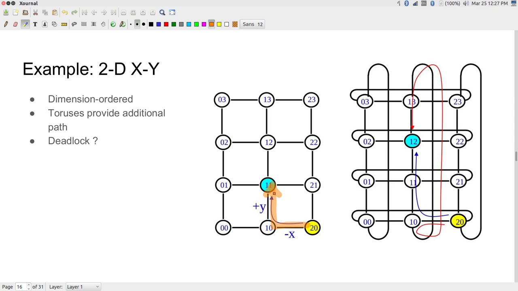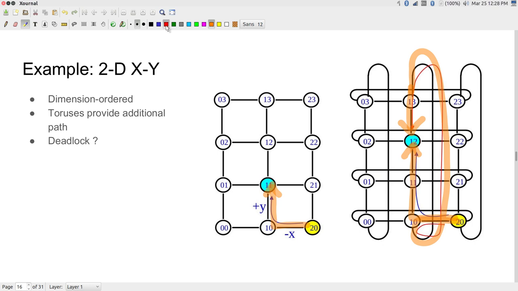Okay, a torus allows you to do a bit more than that. It says that I now have two possible routes. I can go this way or I can go this way, right? So from 10 I can also directly jump to 13 if necessary, in other words, right? Because there is a direct connection between the two.